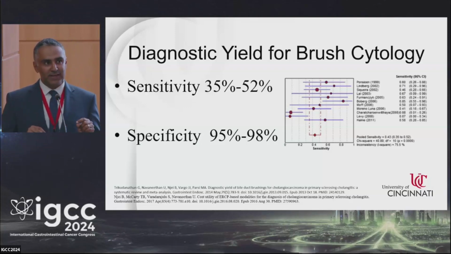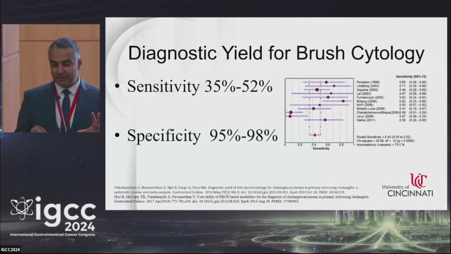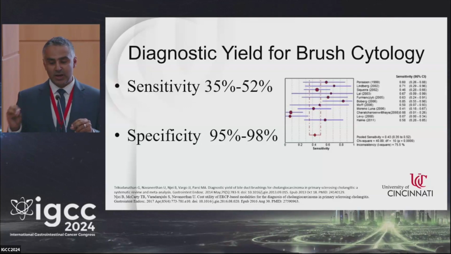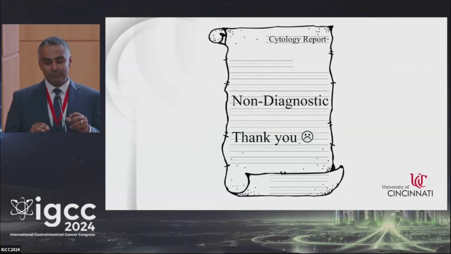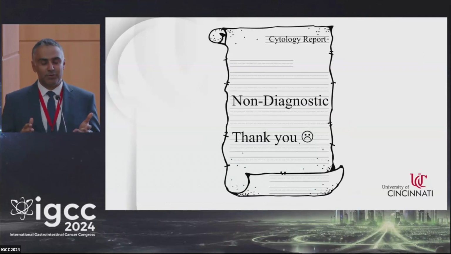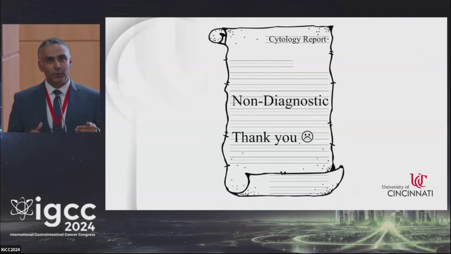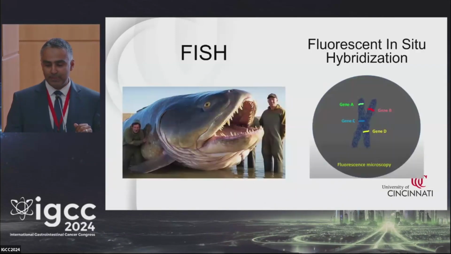The good news is that in those patients that brush cytology is positive, the specificity is really high, close to 100%. So getting this cytology report is not a surprise with biliary brushings for cytology, but it adds to the confusion and challenge of diagnosing cholangiocarcinoma.